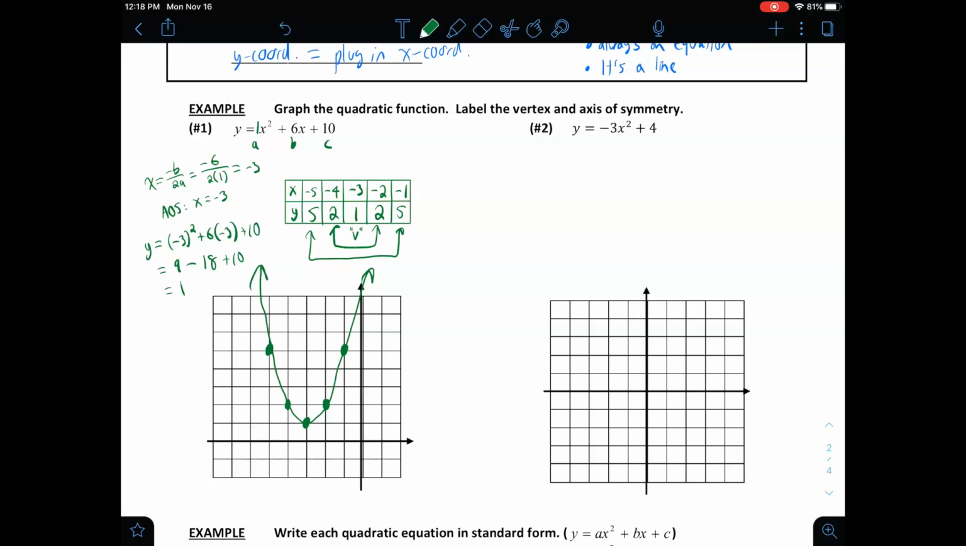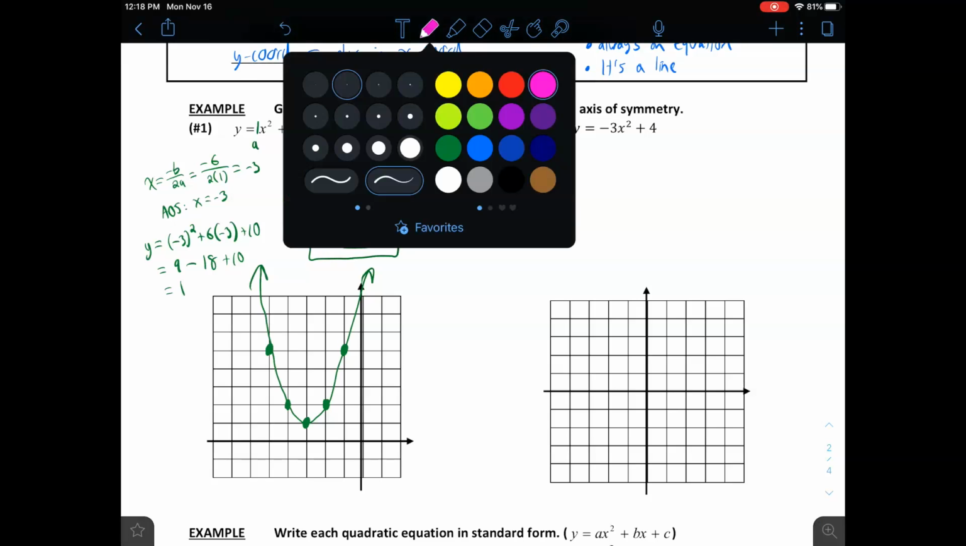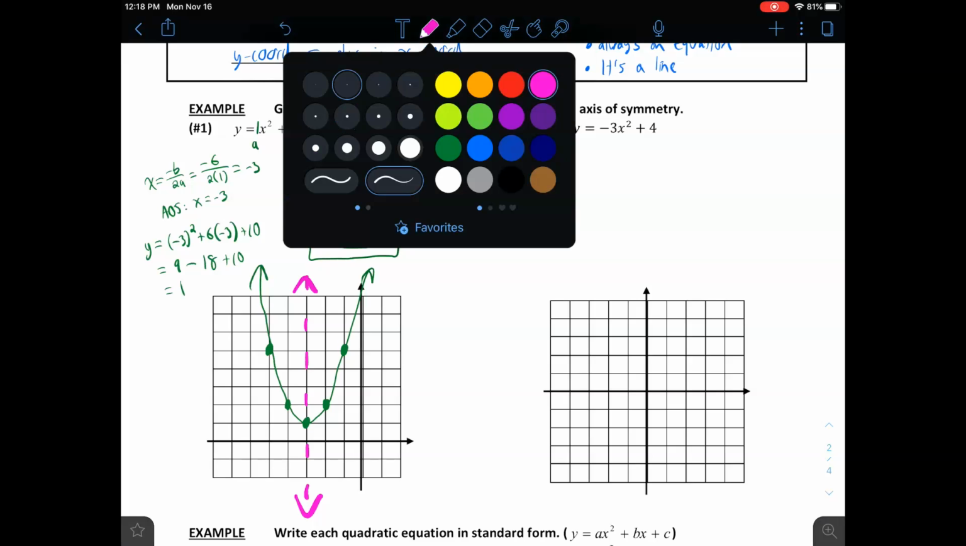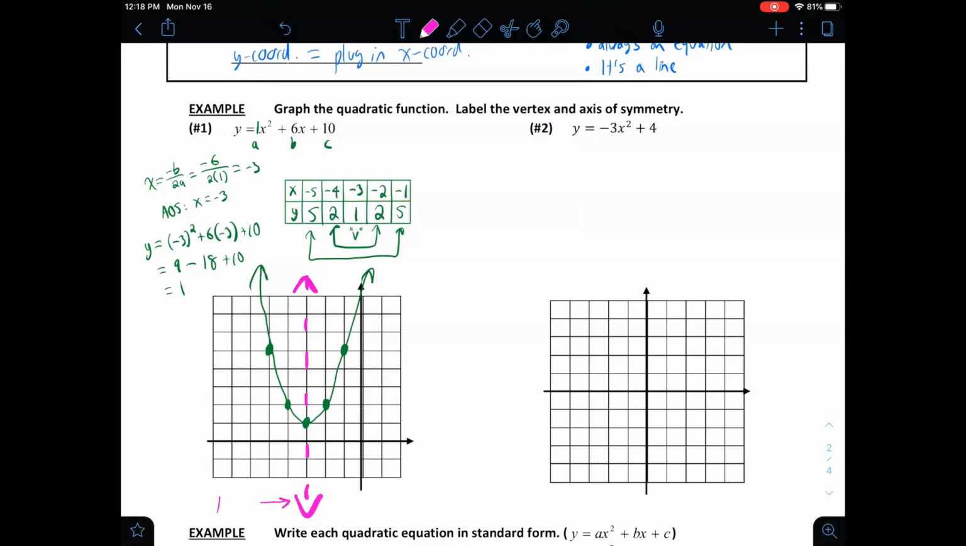And then what's our axis of symmetry? Well, it's x equals -3. So it's going to be a vertical line through x equals -3. We're going to use a dashed line. It's not an actual line that's going to be there on the graph. It's just there for our reference, okay? So there is our line. This is our AOS. Okay? All right. Why don't you go ahead and see if you can do number 2 on your own, and then we'll go through it in a second.